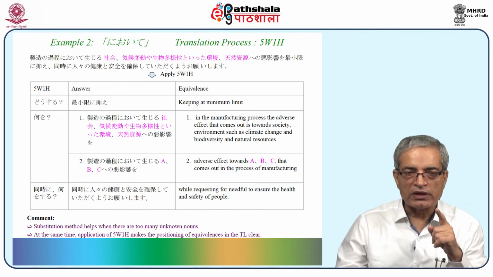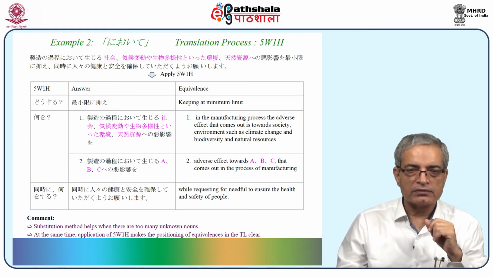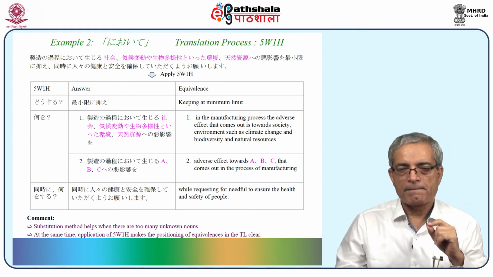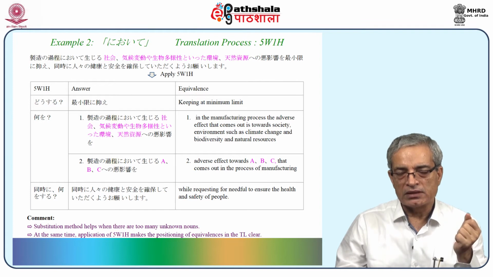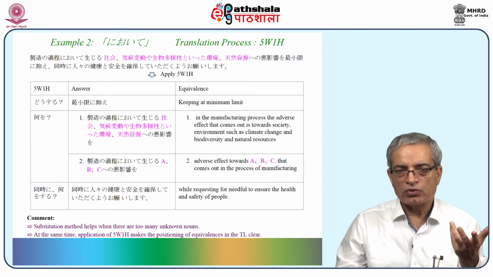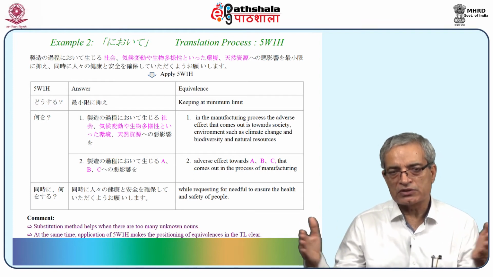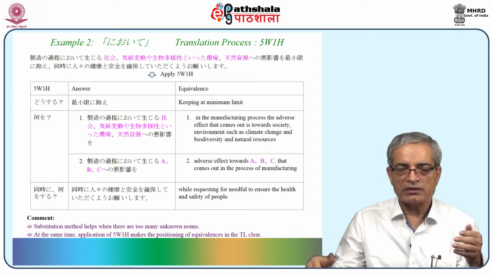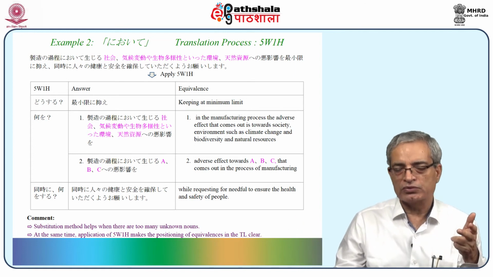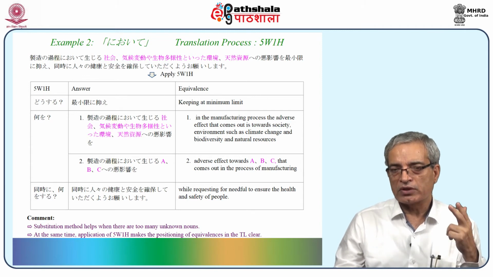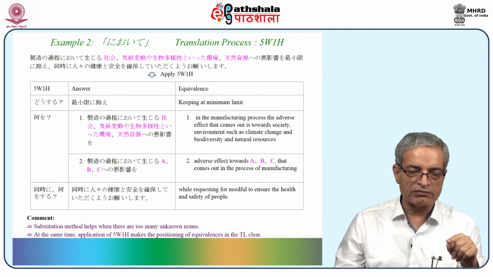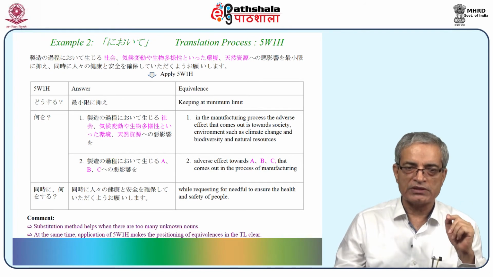Now I think you will have to read the comment. The substitution method helps when there are too many unknown nouns. Okay, when there are chemical compounds, medical terms, even unknown compounds where the term is too big or too complicated, it always obstructs you in your thinking, and it actually takes away your freedom. So it's always better to replace them with familiar nouns or with ABC.